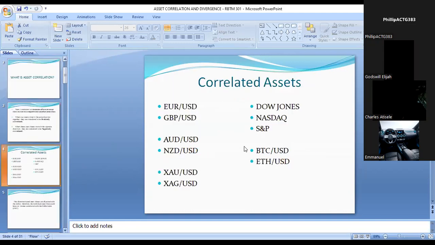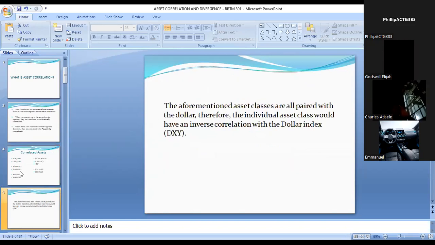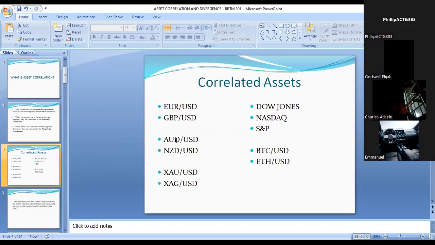Okay, so let's move on to the next slide. Now, I was saying that when you look at each of these assets, you see that they are measured against the US dollars. So when the pounds is buying, it means the US dollars is selling. And when the US dollars is selling, it means the pounds is buying. Same goes for the euro, the Aussie dollar, the NZD, gold, silver, Bitcoin, and Ethereum. Are we following me, please?